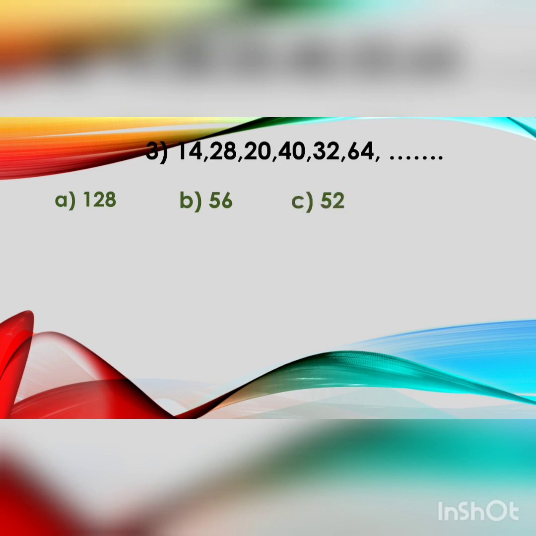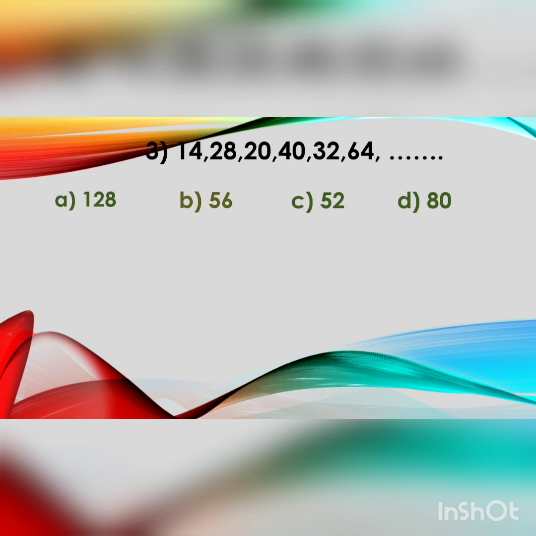Next series of numbers is 14, 28, 20, 40, 32, 64 and the options are A 128, B 56, C 52 and D 80. Next number that comes in this series is 56. This is because in this series multiplication by 2 and subtraction of 8 are done alternatively in the following manner.